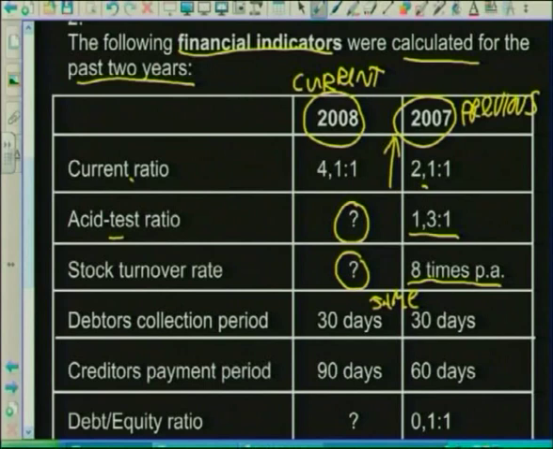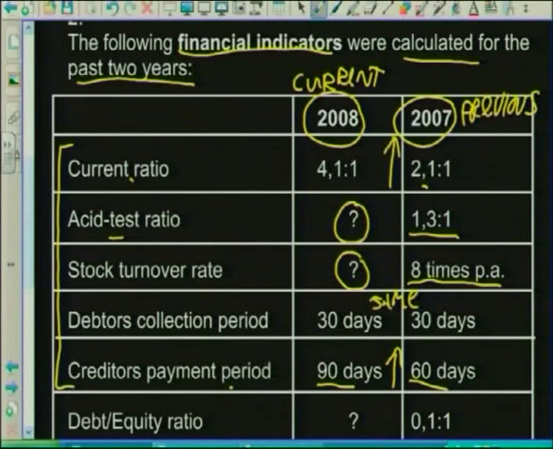Creditors payment period is the next ratio. We've got 2008 calculated at 90 days, 2007, 60 days. So here we're obviously taking a bit longer to pay our creditors. Now, before we look at the next set of ratios, I spoke about this before the break. If we had to put this into a category, the first 5 ratios that is given to us in the question are our liquidity ratios, L for liquidity.